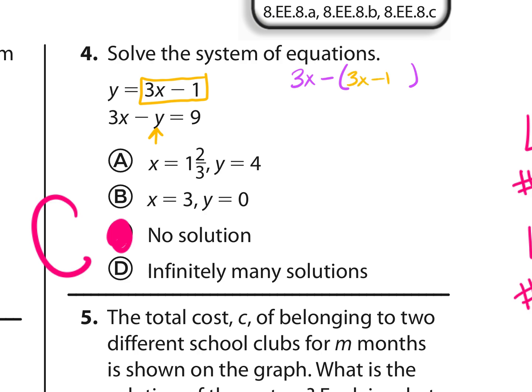So I get 3x minus what y is, 3x minus 1, that we just said is equal to y, and that equals 9, and that came from that second equation. So I'm going to simplify: negative times 3x minus 1 would be negative 3x plus 1 equal 9, and 3x minus 3x is 0, so I get 1 equal 9. When we get a number equal a number, it's either true or false. This is false, so it is no solution.